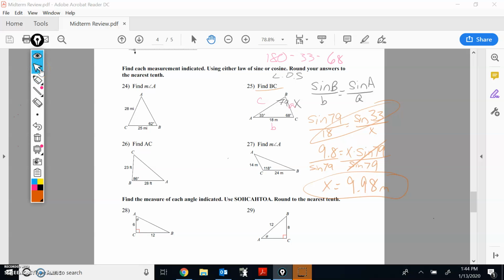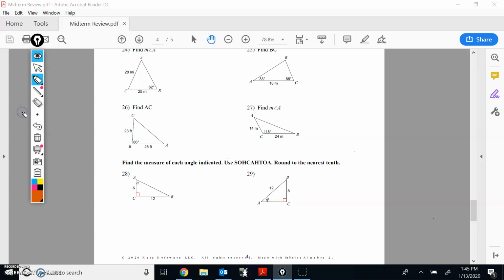Let's go to another one. Number 26. Let's find AC. So we're finding side B. Here we don't have a matching side and angle. Doesn't look like it. So we're going to use law of cosine. To find B, we're going to use the formula b squared equals a squared minus c squared plus, I believe it's 2ac cosine B. Let me just check that.